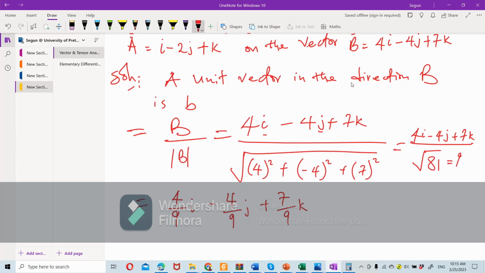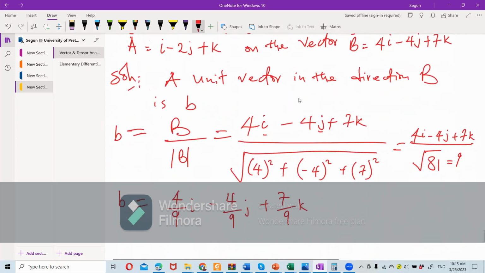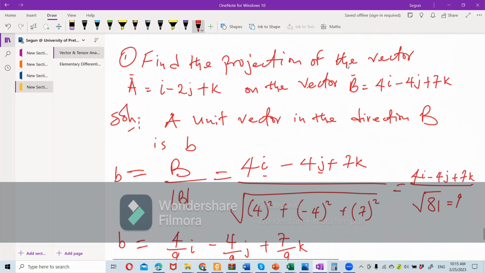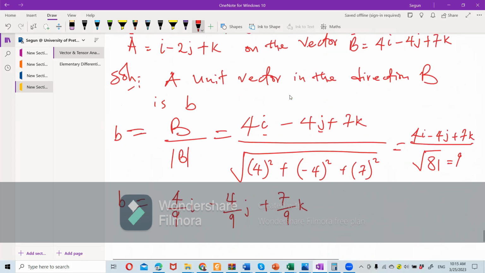So that is what they ask us to get. Remember, this is small b. You first of all find the unit vector. Anytime you are asked to find a projection, it simply means find the projection of the vector A on vector B. So you need to first solve for the unit vector in the direction of B. After that, you use that one as the projection.